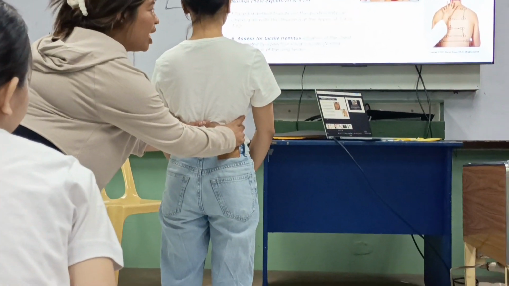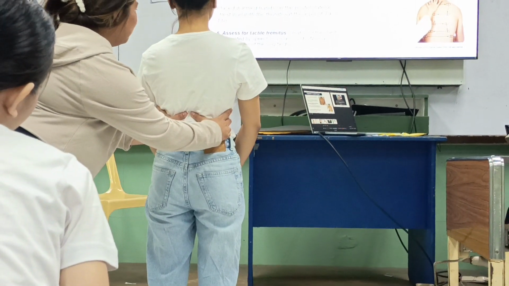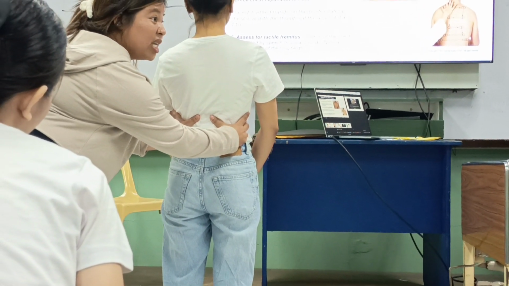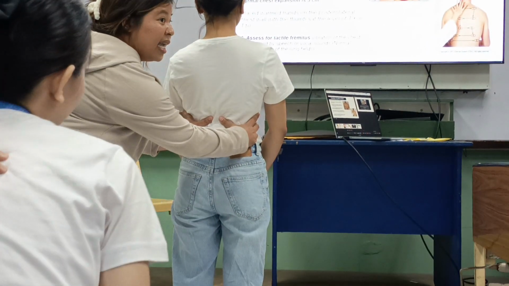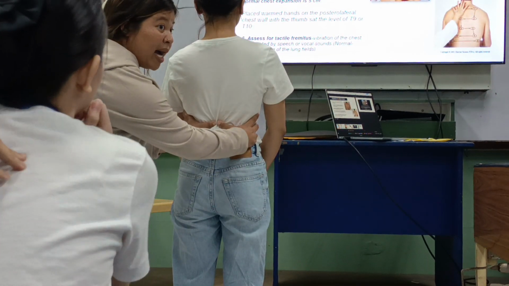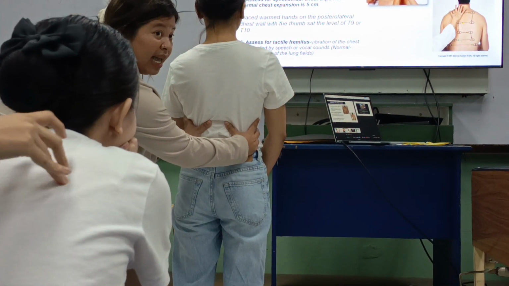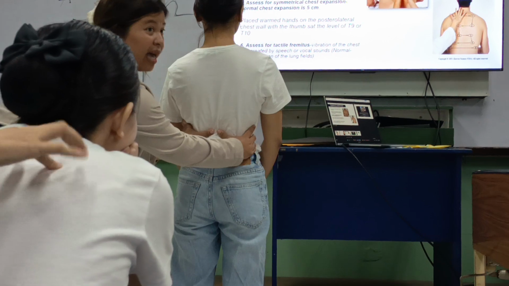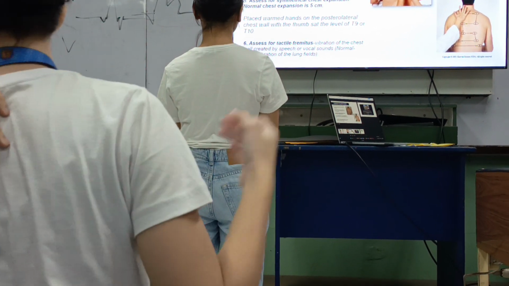Then, you ask your patient to breathe. It should expand. So, what is the normal expansion? 5 centimeters. On exhale, the thumbs should come back. So, the normal is 5.